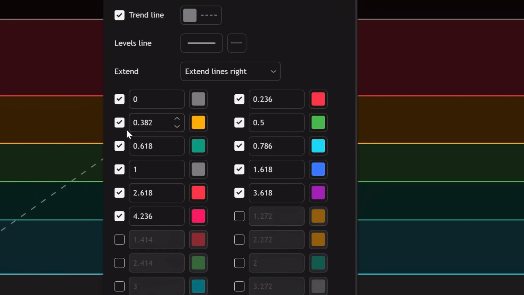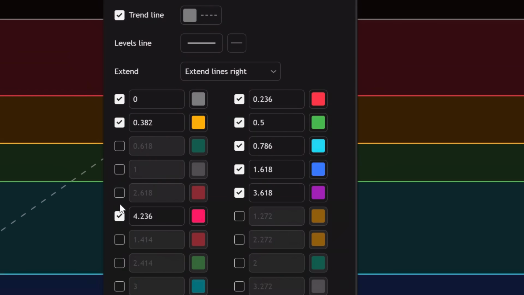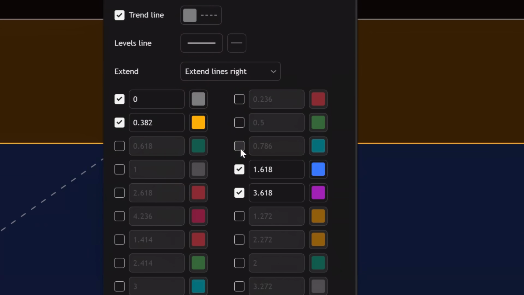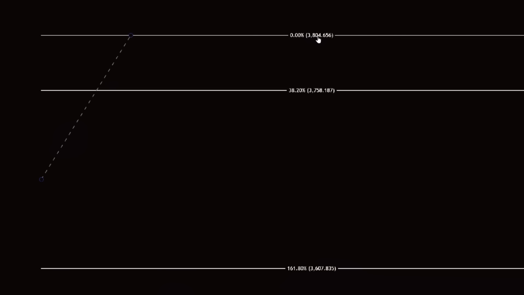We simplify it. We only care about three levels: 0%, 38.2%, and the 161.8% extension. That's it. The reason is simple. The more levels you add, the more decisions you create, and the more hesitation you introduce. The goal here is clarity, not complexity.